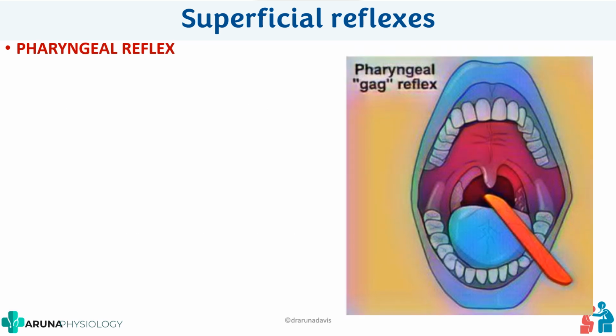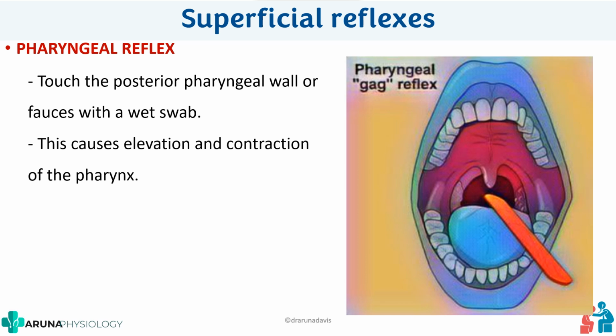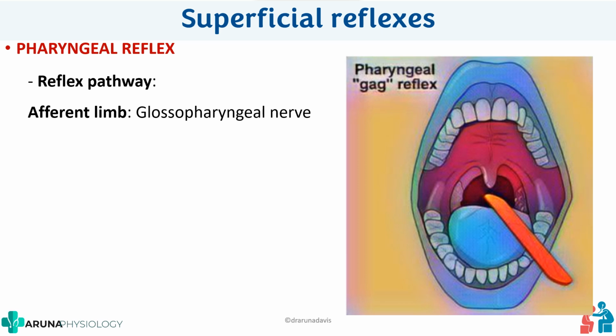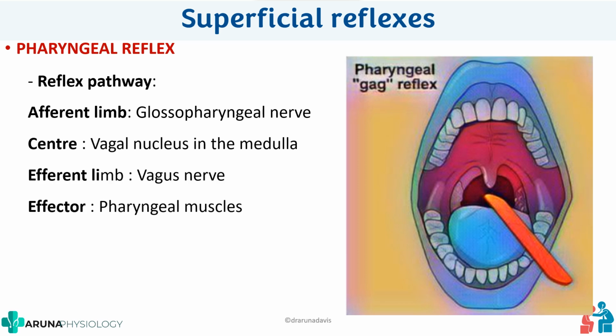In the pharyngeal reflex, the location of touch is different. Here we touch the posterior pharyngeal wall. In this part, the posterior pharyngeal wall, we touch using a swab, and it causes elevation and contraction of the pharynx. The reflex pathway is similar. The afferent limb is the glossopharyngeal nerve, the center is the vagus nerve, the efferent limb is the vagus nerve, and the effector is the pharyngeal muscles. So that is how we do the pharyngeal reflex.